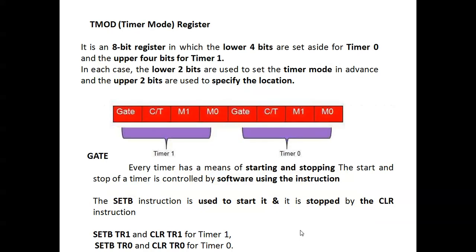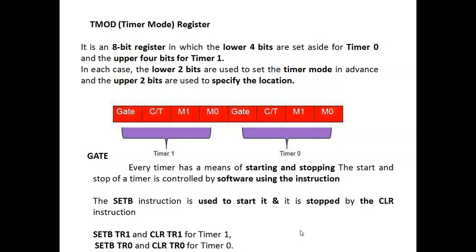Next, the TMOD timer mode register. It is an 8-bit register. The lower nibble is set for timer 0 and the upper nibble for timer 1. The lower nibble has mode bits M0 and M1, then clock and timer select, then gate. This part is for timer 0. Similarly, the higher nibble for timer 1 has the same mode bits, clock and timer select, and gate.